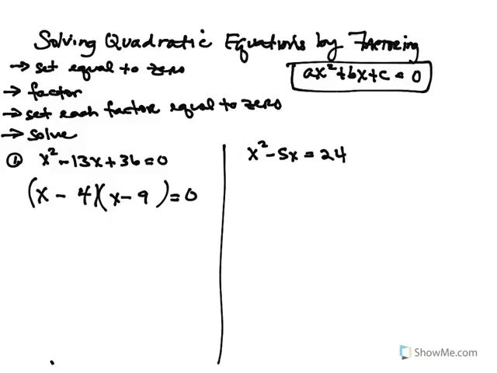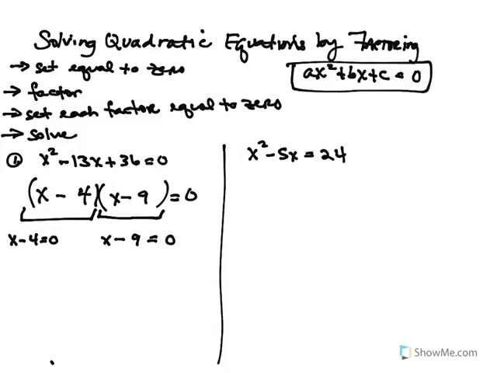Then you're going to set each factor equal to 0. Remember, what are factors? Factors are things that are multiplied. My two factors here are x minus 4 and x minus 9. So you're going to separate them, and you take each one and set it equal to 0. Well, these are basic linear equations that you know how to solve, so you are going to isolate the variable in each one.